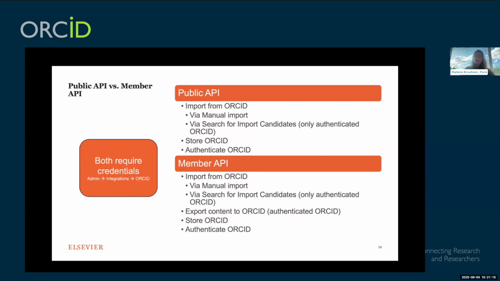If you have a member API, you have much more options. On top of still being able to import, you can set up these automated searches, but now you're also able to export your content to ORCID. So whatever you have in Pure, you can tell Pure to please export that over to ORCID so your ORCID profile is up to date with what is in Pure.